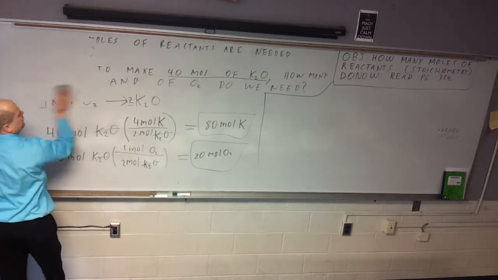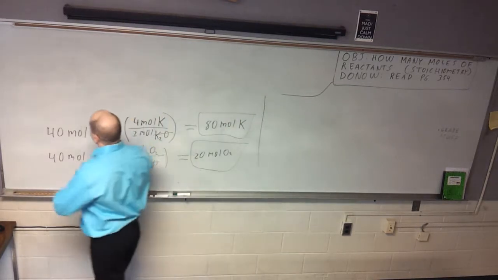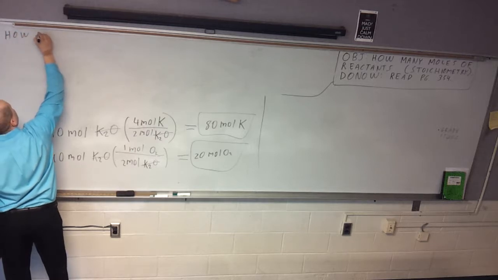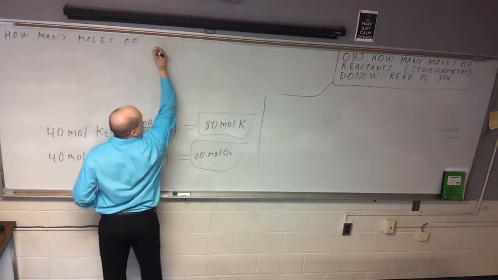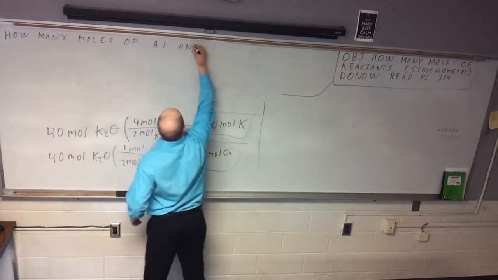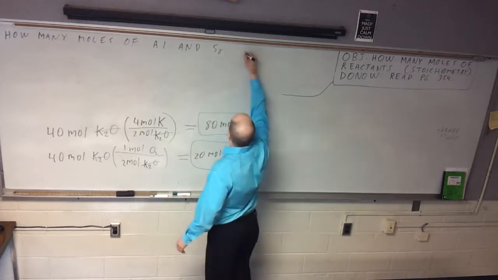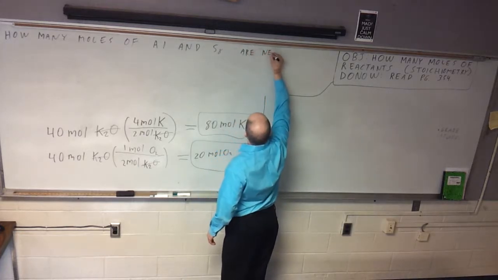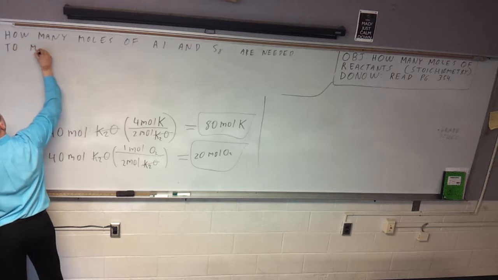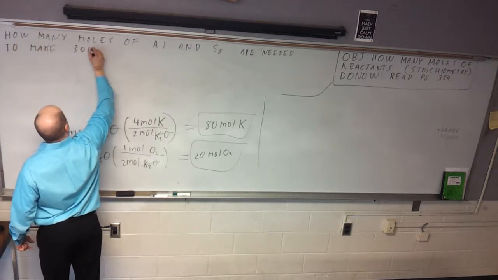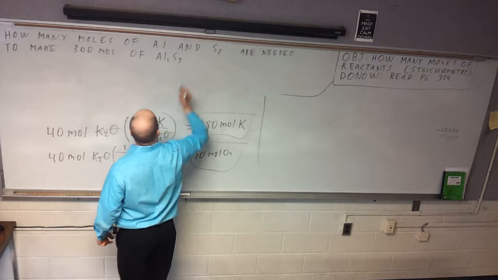All right, so how many moles of aluminum and sulfur? Sulfur is S8. That's how we usually get it. Are needed to make 300 moles of aluminum sulfide, which is Al2S3.